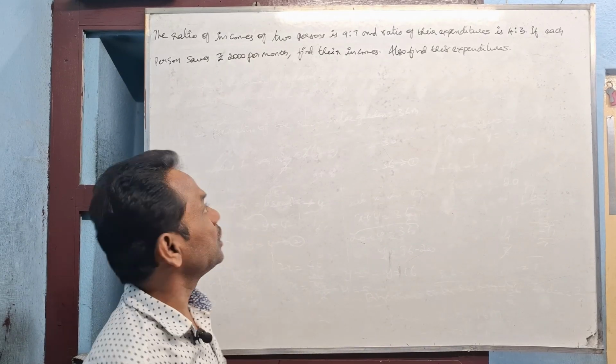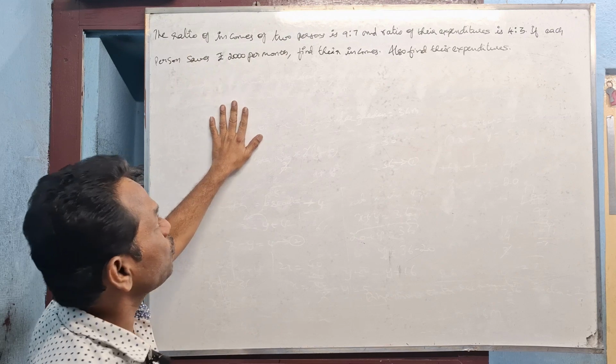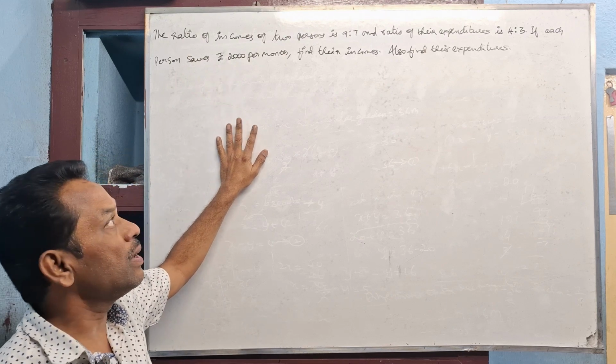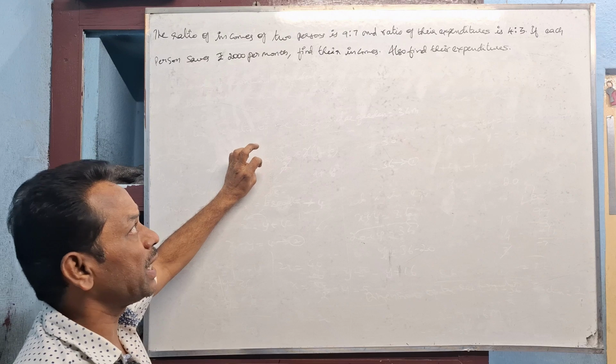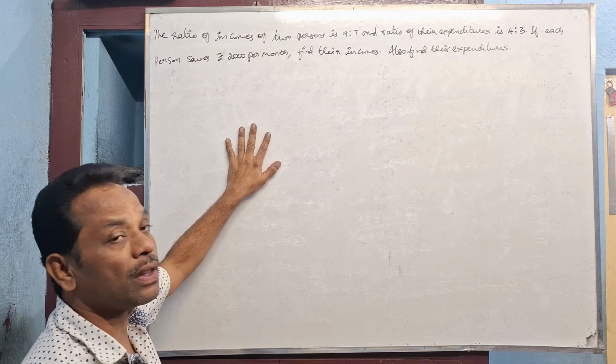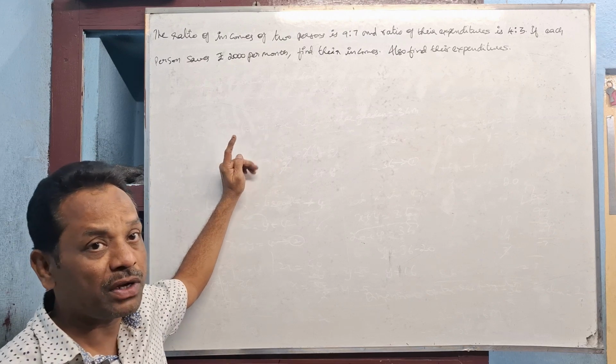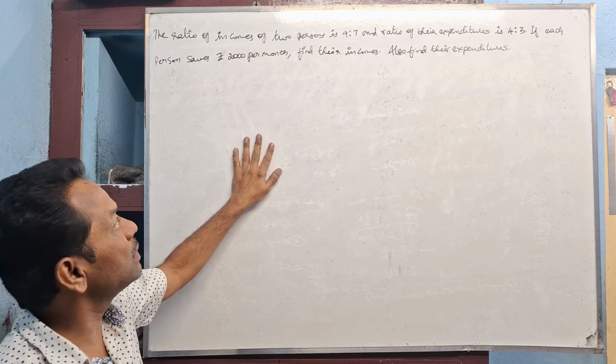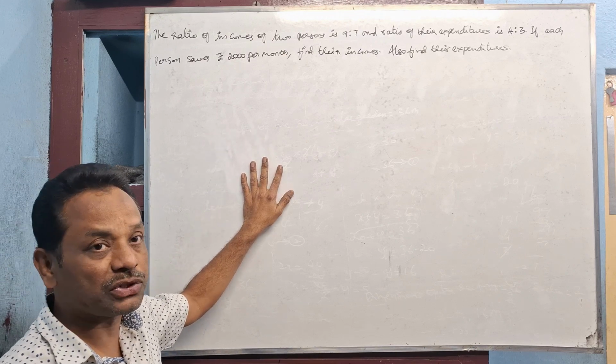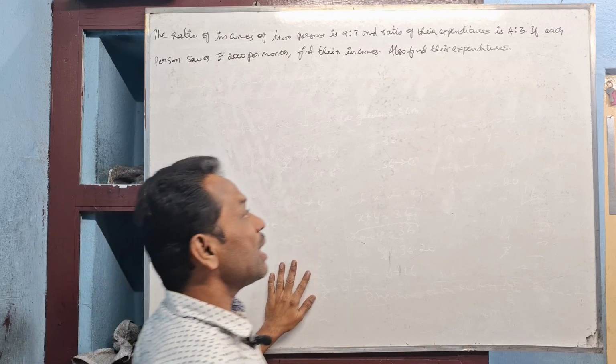Now in this question it is given that the ratio of incomes of two persons is 9:7 and the ratio of the expenditures is 4:3, and both the persons are saving 2000 per month, and we need to find their incomes, and also we need to find their expenditures.